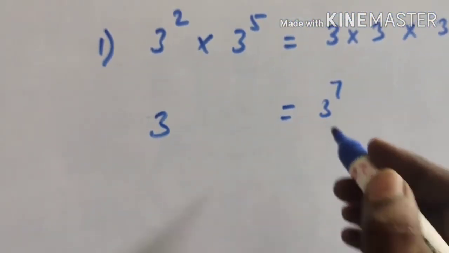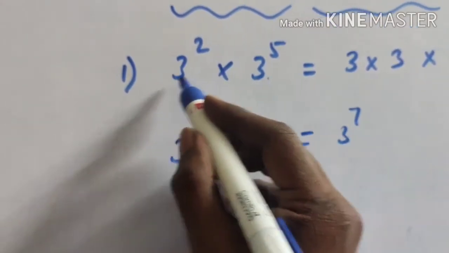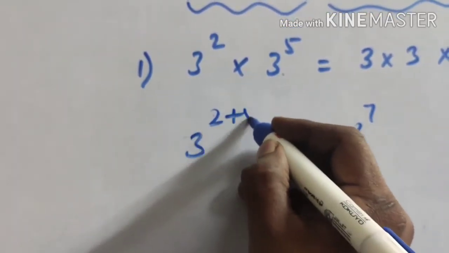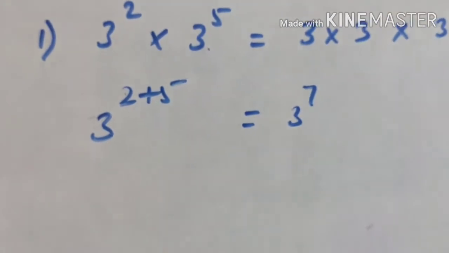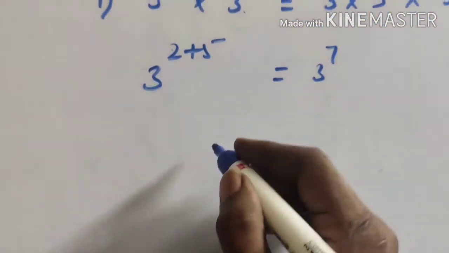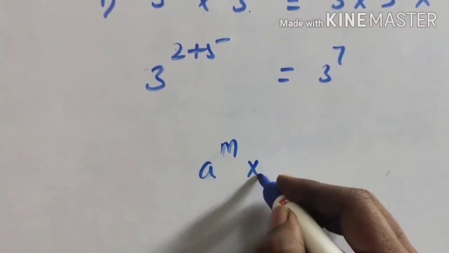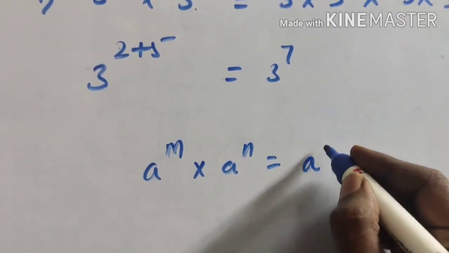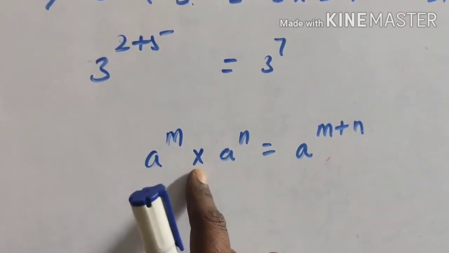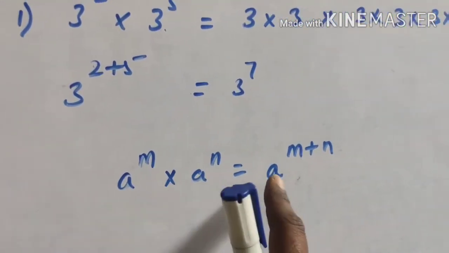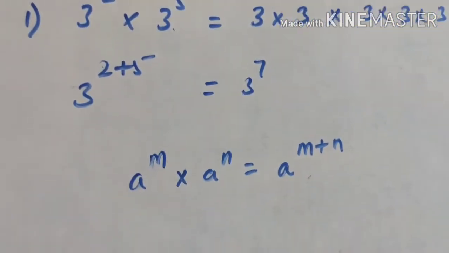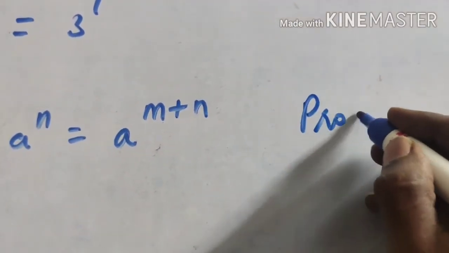What we have done is, see here, the bases are the same. So put just the same base and you add the powers. 2 plus 5, you are getting 3 power 7. So this is rule number 1. That is a power m into a power n equal to a power m plus n. If the bases are the same and they are in multiplication, then you can write only one base and just add the powers. This rule is called the product rule.